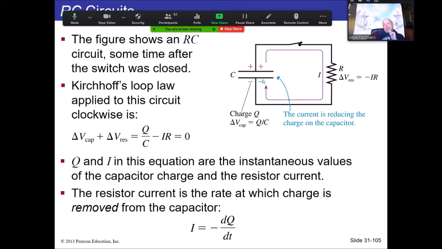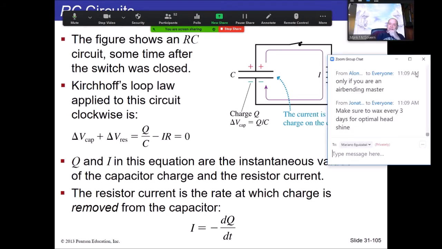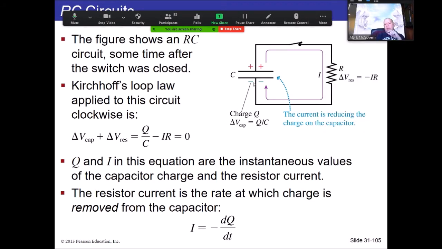So what's going on here? Let's do a loop law. We have a potential difference across the capacitor. So if we do a loop law here, we have our potential difference across the capacitor, which will be a potential gain because of the charges here, and then we have a potential drop across the resistor. And that's all we have here.